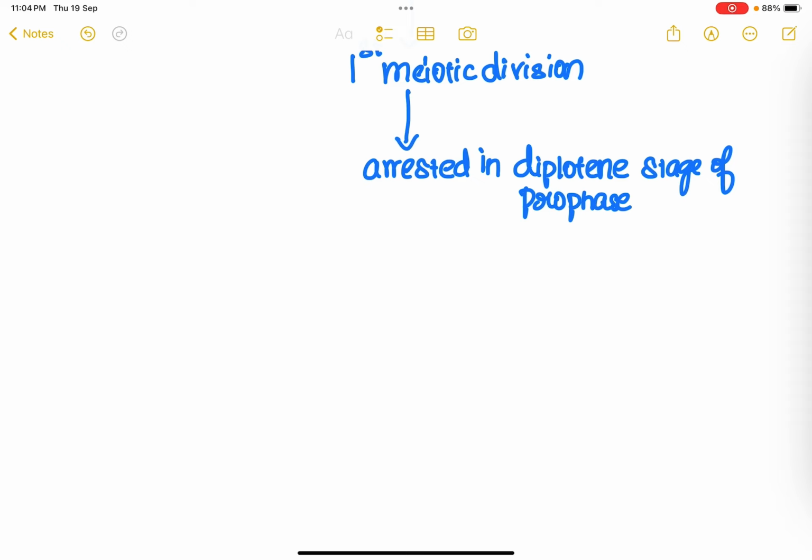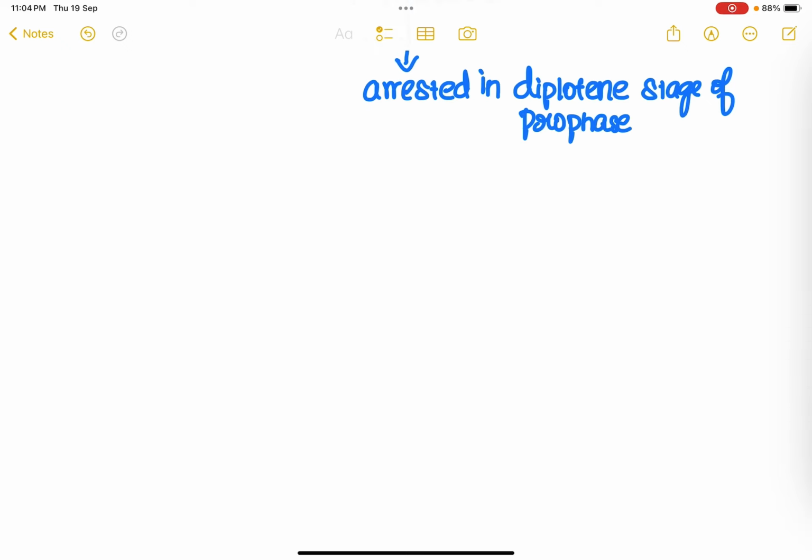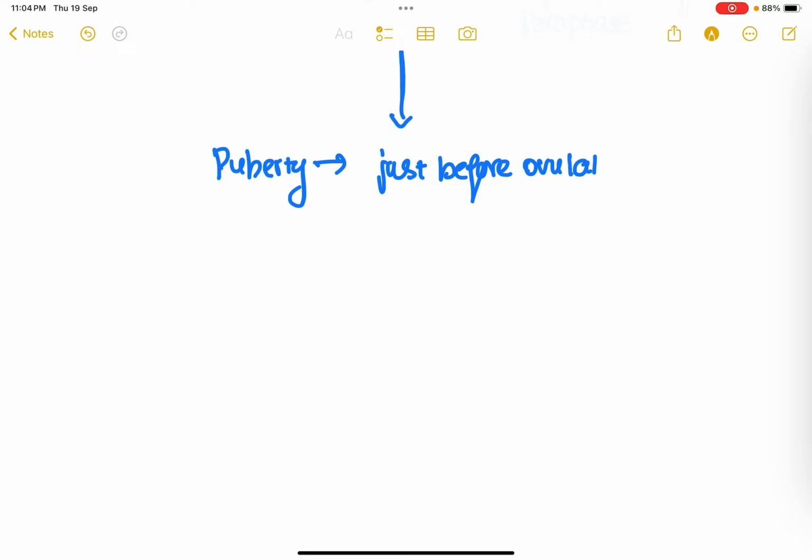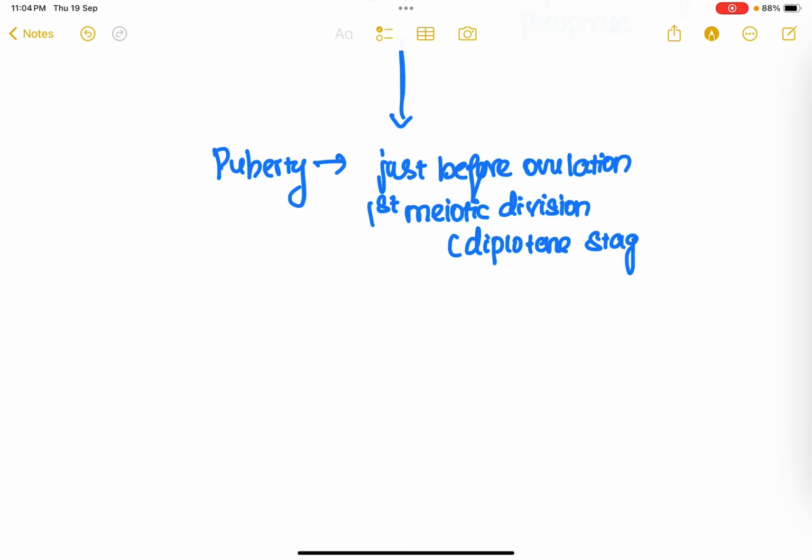Okay, so when is this first meiotic division going to get completed? It is going to be completed only after the female attains puberty. So only after puberty, just before the ovulation, the first meiotic division, which was arrested in the diplotene stage of the prophase, is going to be completed.